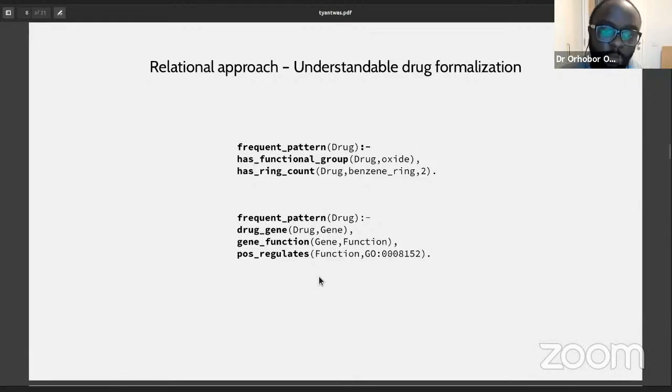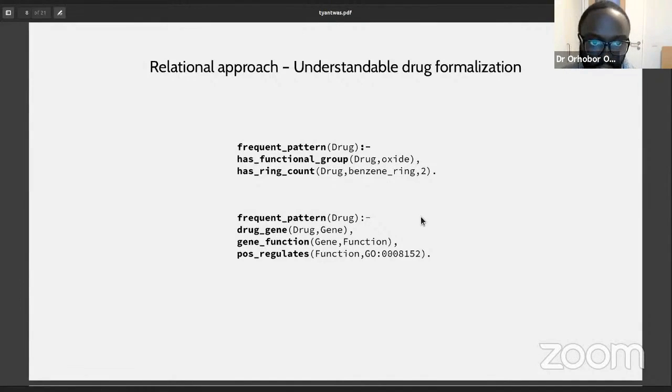And what's immediately clear is that this representation is easily understandable. So for example, this simply says, well, we know that it's somewhat common that a drug has a drug-gene relationship, and that gene has some function, and that function positively regulates some other thing. And we have more chemical-based ones where we say, well, there's a drug, it has an oxide functional group, and that drug also has a benzene ring, and there are two of them in the drug.